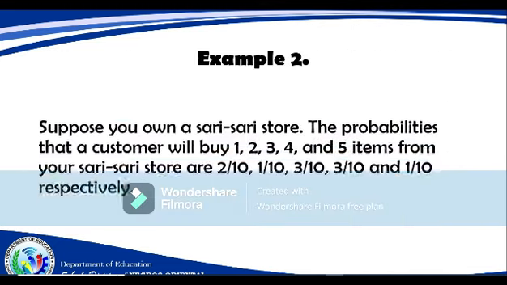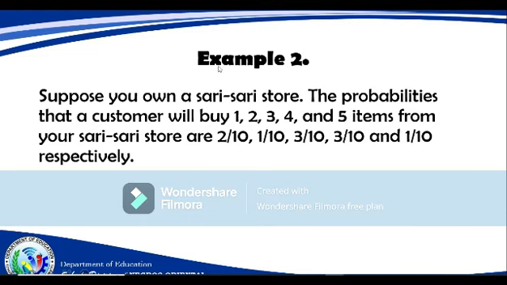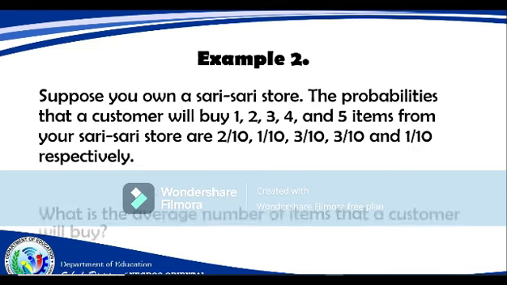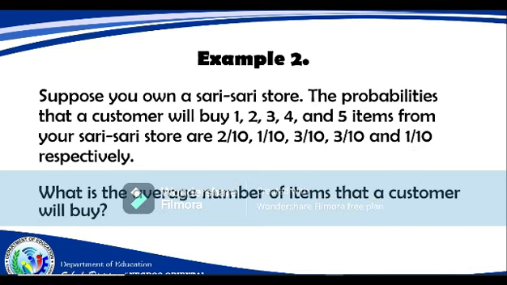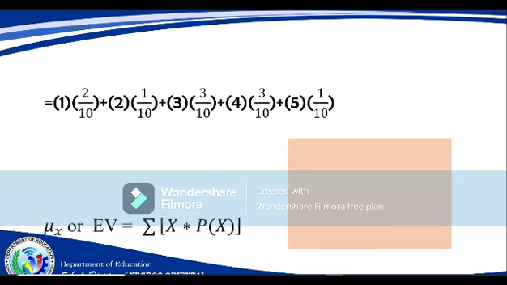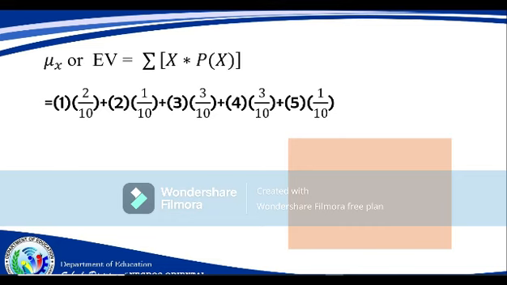Okay, let us proceed to another example. Example number 2. So suppose you own a sari-sari store. The probabilities that a customer will buy 1, 2, 3, 4, and 5 items from your sari-sari store are 2 over 10, 1 over 10, 3 over 10, 3 over 10, and 1 over 10 respectively. So you will come up, what is the average number of items that a customer will buy? So you're going to come up with a probability distribution table, or you will just simply solve it like this.